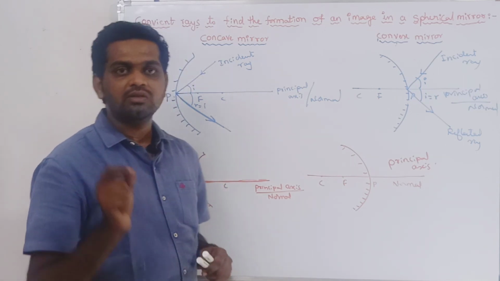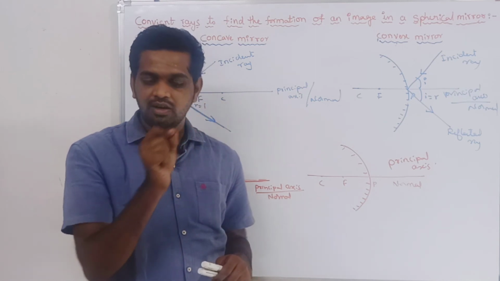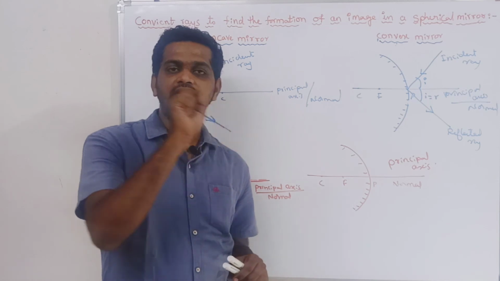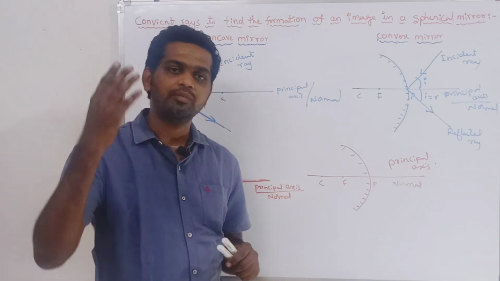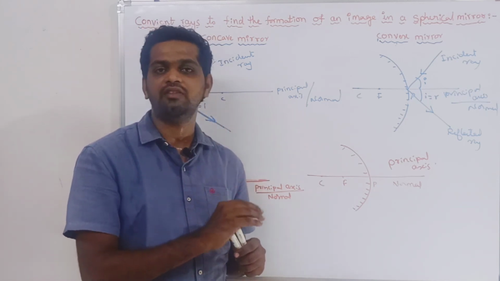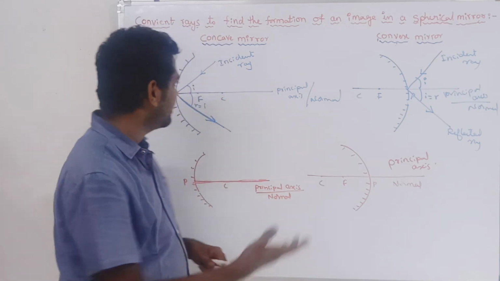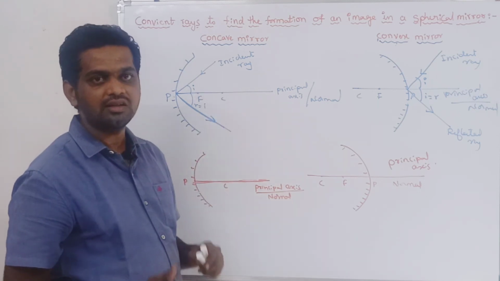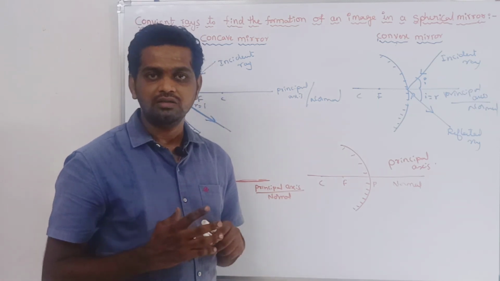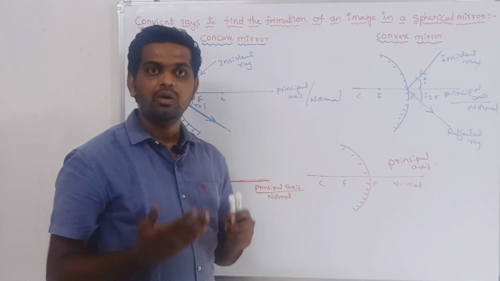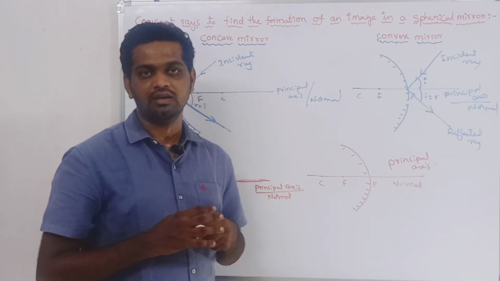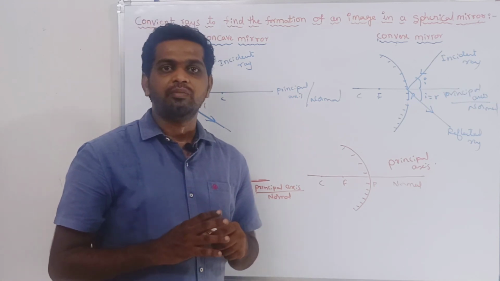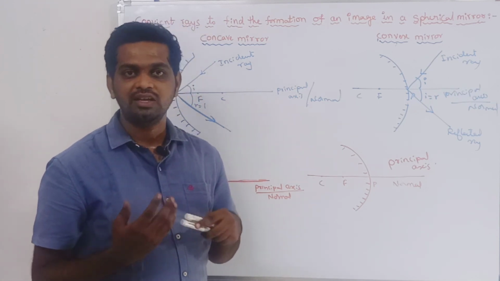First rule, what is the first rule? A ray passing parallel to the principal axis will pass through the focus. Clear? Second rule, a ray passing through the focus, after reflection, will be parallel to the principal axis. Third rule, a ray passing through the center of curvature will reflect in the opposite direction. Rule 4, a ray passing at an angle with the pole, after reflection should make the same angle. These are all the rules, and try to draw the diagrams 2 or 3 times, then only will you remember. Is it clear children? Don't get confused while drawing the ray diagram. Practice, practice, practice. Practice makes you perfect.